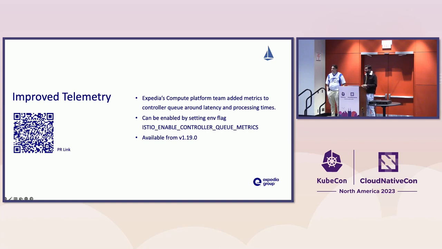So we took this opportunity to introduce and add metrics to the controller queue. We added metrics related to latency, which represents the time it took to dequeue the element, the queue depth, which represents the number of elements in the queue, and also the processing time, which means the time it took to process the dequeued event. These metrics are all available in version 1.19.0, along with the fix from the author, and they can be enabled by setting the environment flag Istio enable controller queue metrics. On the screen, we have the QR code if anybody is interested in the link for the PR that we opened to Istio.